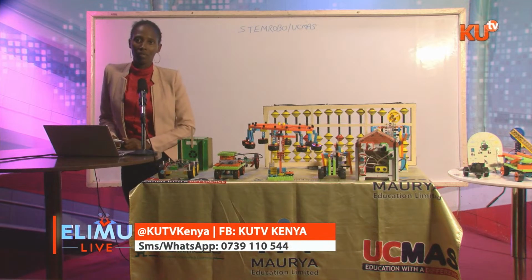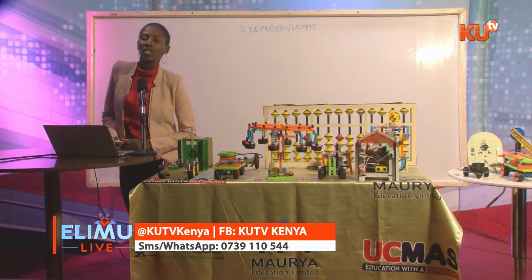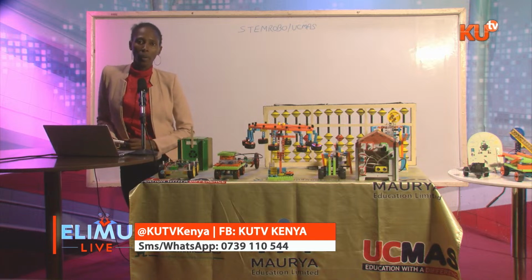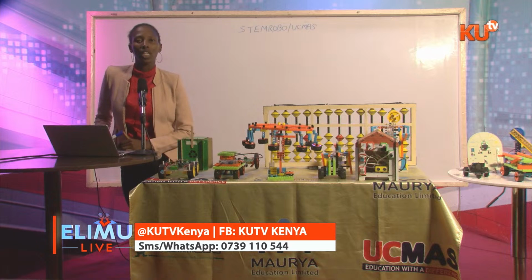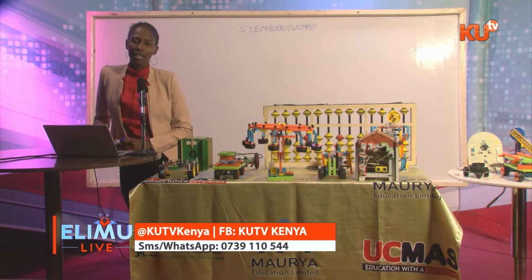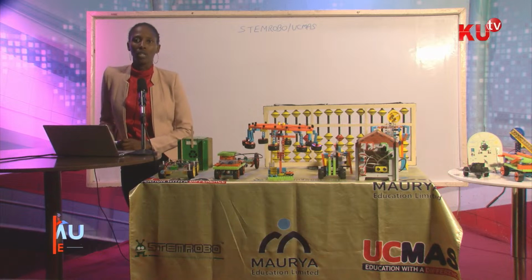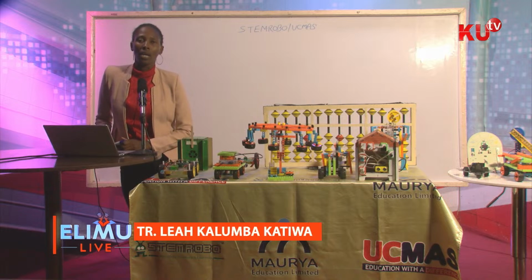STEM Robo is an abbreviation of Science, Technology, Engineering, Mathematics, and Robo for Robotics. In STEM Robo, we incorporate 21st century skills, which include critical thinking, creativity, innovation, and many others. We normally offer coding, robotics, and artificial intelligence. Today, I'm going to teach you how to make a game using a program called Scratch. Scratch is a block-based program used to make games, animation, and interesting stories.